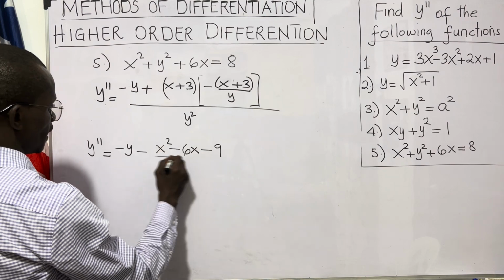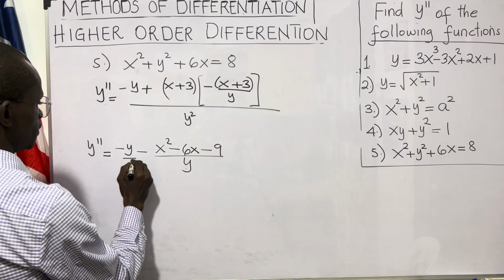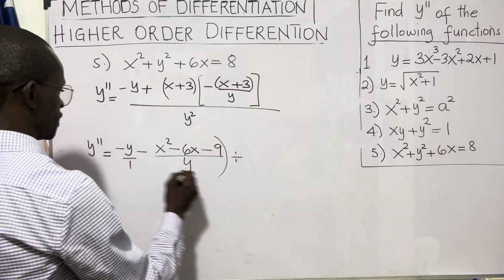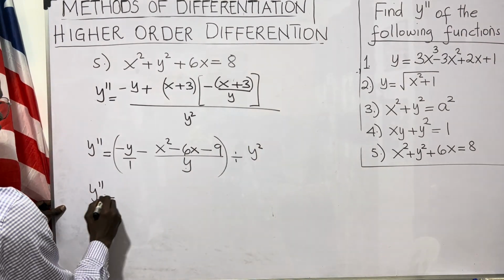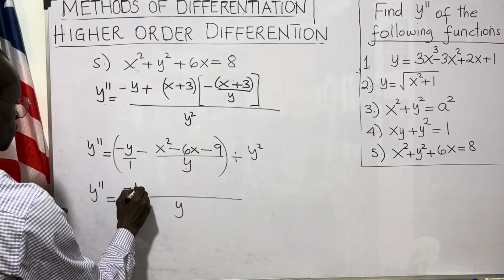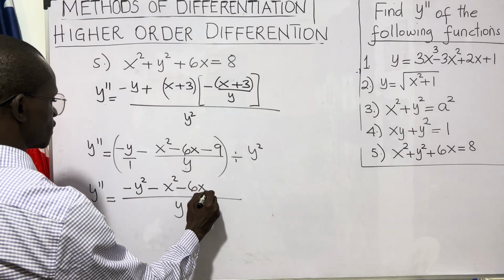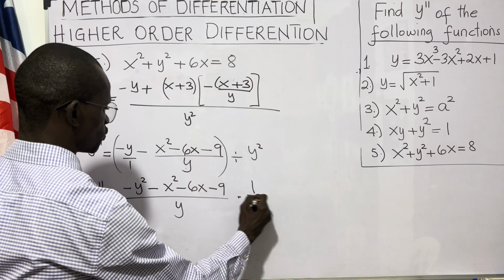Then we can divide it by y. So we find the LCD. This divided by y squared. So y prime prime equals, LCD is just y. So we multiply, this is minus y squared minus x squared minus 6x minus 9. We reciprocate, 1 over y squared.